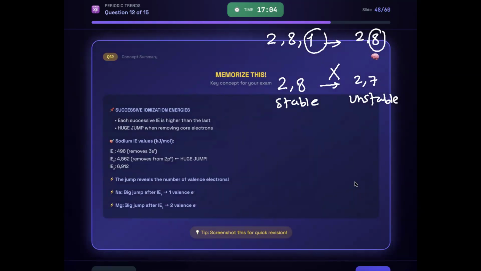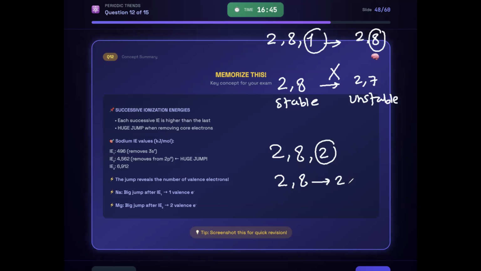Successive ionization energies: each successive ionization energy is higher than the last. A huge jump happens when removing core electrons. Here I removed an outer electron, which is not core, a valence electron. What if I have magnesium, 2,8,2? If you remove the first and second electrons from here, it's okay. If you remove the third electron, you are removing an electron from a core. So this causes the jump to be big.